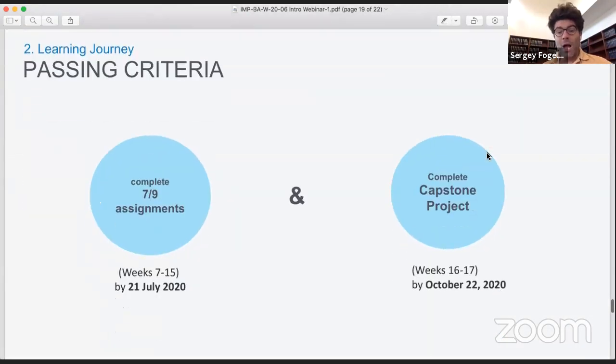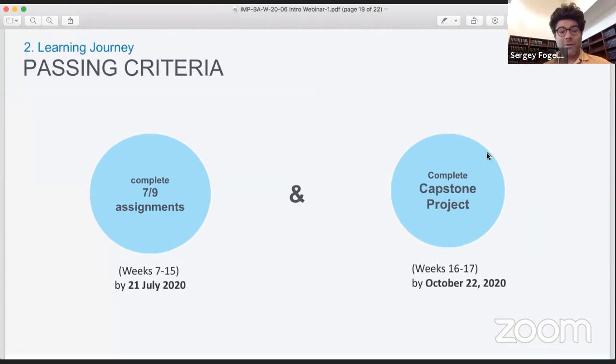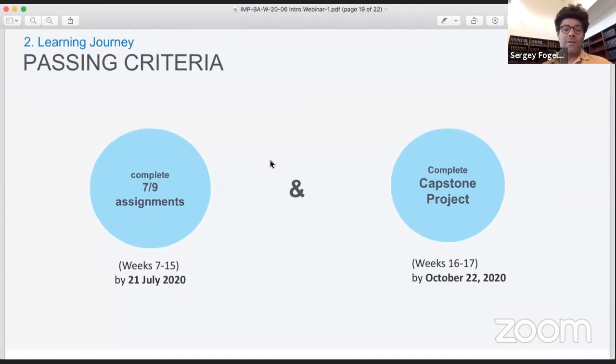Cool. So when it comes to the passing criteria for the course, you have two components. The first is you have to complete 7 out of the 9 homework assignments. Any 7 will do. And then finally, you have to complete the capstone project. So just completing the assignments, not completing the capstone project will not allow you to pass. Just completing the capstone project and completing 5 assignments will not allow you to pass. Completing all 9 assignments, not completing the capstone project, again, not enough to pass. So you have to do both components in order for you to be able to pass.